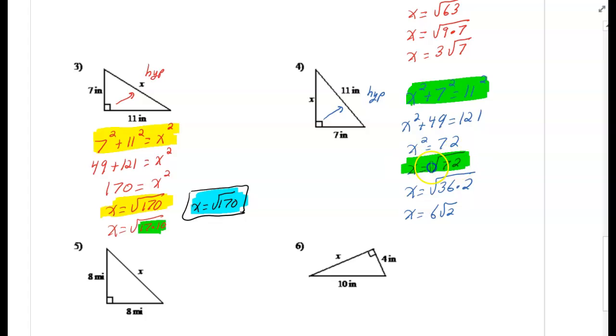For problem number 4, main equation, x squared plus 7 squared is equal to 11 squared. Simplifying that, you get x equals square root of 72. I like to find the largest perfect square, which is 36. So it's 36 times 2, and then the square root of 36 is 6.